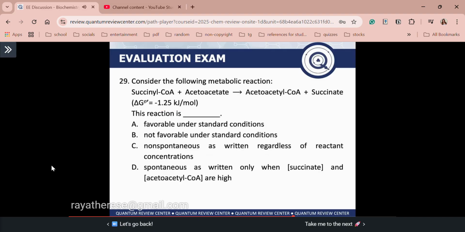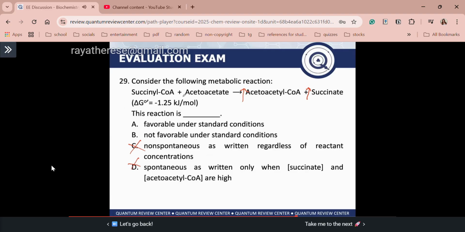Letter A, favorable under standard conditions. B, not favorable under standard conditions. C, class, eliminated na agad yan from your delta G. Non-spontaneous ba yun? No, again, it's spontaneous as written regardless of reactant concentrations. And letter D, spontaneous as written only when succinate and acetoacetyl-CoA are high. So actually class, if you know Le Chatelier's principle, when your products are high, the reversible reaction is more favored. So actually letter D is also incorrect.